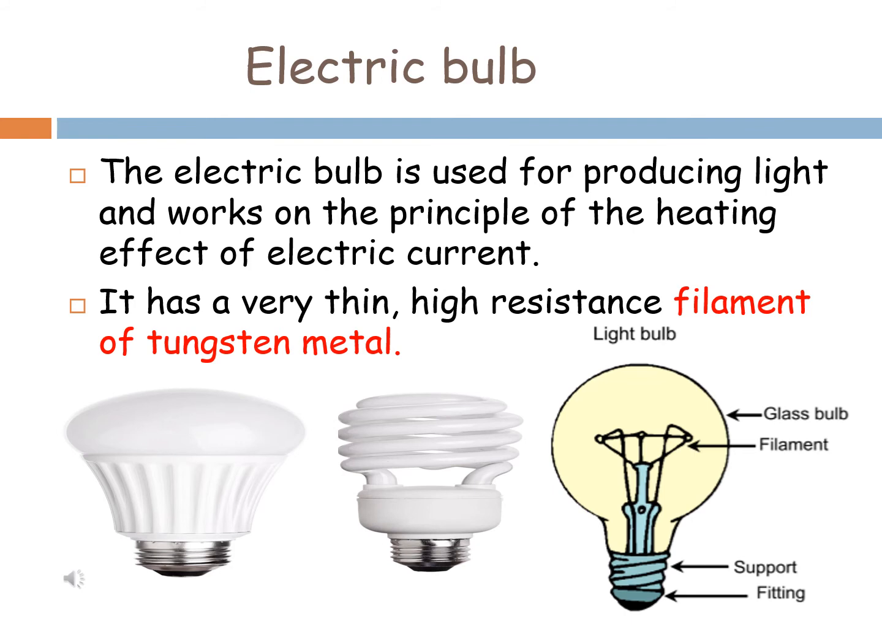But along with the light, heat is also produced. So an electric bulb also gives out heat, which is a wastage of electricity. To reduce this wastage of electricity, we can use LEDs and CFLs. LEDs means light emitting diodes, and CFLs are compact fluorescent lamps. Nowadays we use these LEDs and CFLs because they reduce wastage of electricity, and these bulbs do not work on the principle of the heating effect of current.